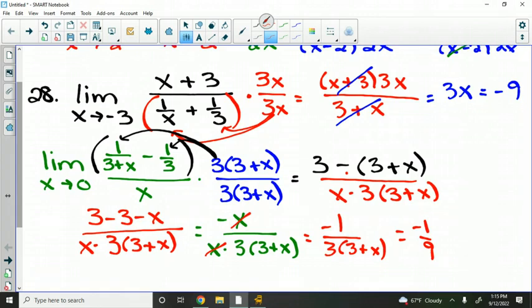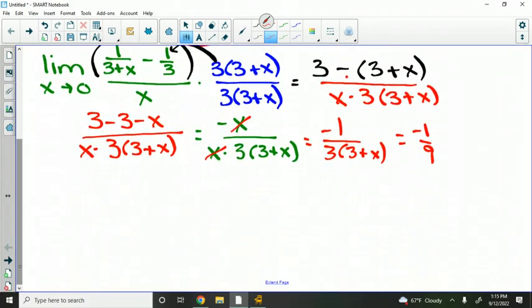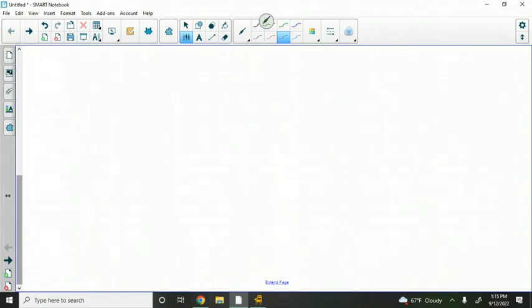Okay, I've got one other method to show you. We'll see what you remember from this. It's a different method than common denominators.